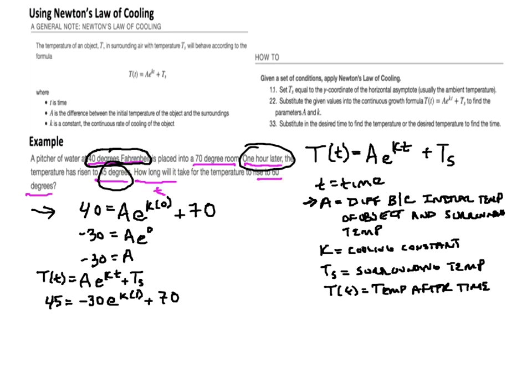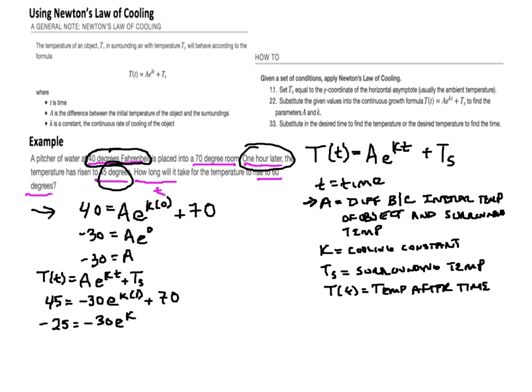So I subtract 70 from both sides. I don't have room to write this all down, so I am not going to show that work. I'm going to try to be concise here. So this is negative 25 when I subtract 70 from both sides equals negative 30 e to the k, because k times 1 is just k.